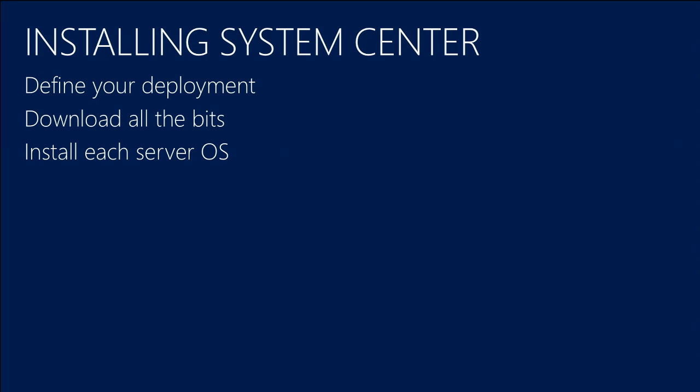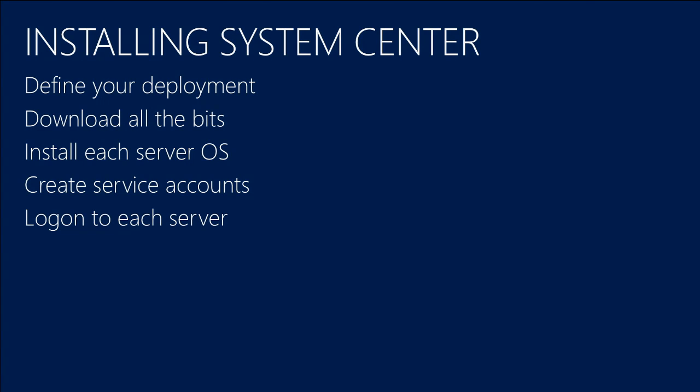Then I install a bunch of servers, whether that be a physical server or virtual servers on any virtualization platform. I have to have a bunch of server OSs installed for me to go and install System Center against. Then I create some service accounts, if I can figure out what the right set of service accounts need to be. Then I log on to each one of those servers that I've got installed. I install some prerequisites, and then I find out what prerequisites are missing. I go and install some more prerequisites.